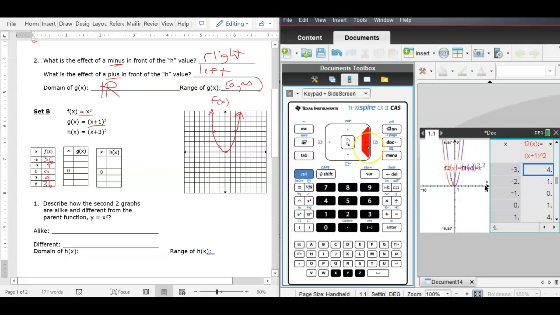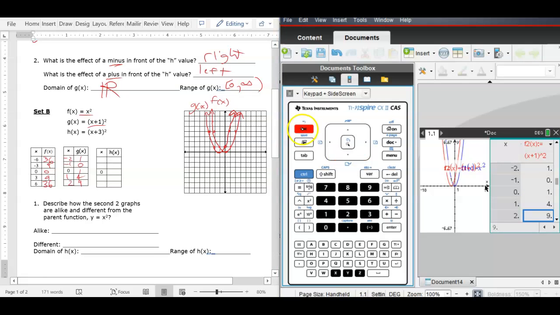And then let's go over to our second function. I'm going to plot these points. Negative 3, 4. Negative 2, 1. And when I plot these points, they look very similar. They're just right next to the other graph. Just went to the left one. So let's see here. Negative 2, 1. Negative 1, 0. 0, 1, 1, 4. 2, 9.